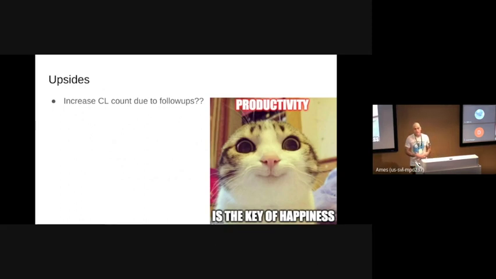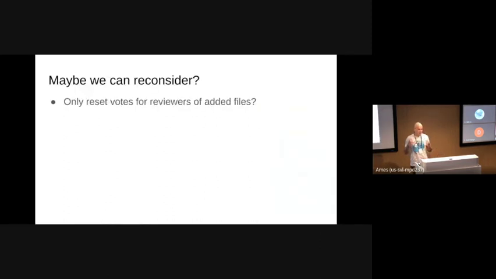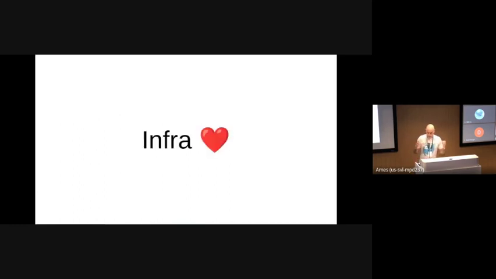The upside here is that if you're counting your productivity based on CL count, this is great. All those follow-ups really add up. So maybe we can reconsider, and maybe if a new file is added to a CL, we only need to reset the votes of the concerned reviewers and not of reviewers for completely unrelated files and directories. And with that said, thanks to the infra folks. Your work is incredibly important. I complain because I love. Thank you.